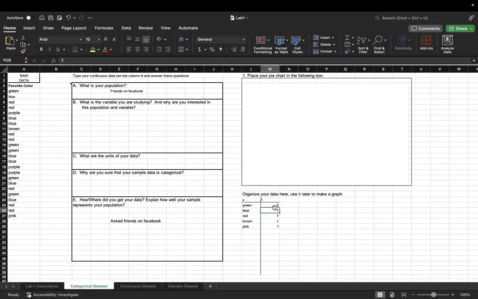If you are an Excel aficionado, feel free to use the fancy ways of doing that. There's a COUNTIF function. You're more than welcome to do that, but just count them and put them in there. Okay, here's how we're going to do the pie chart.